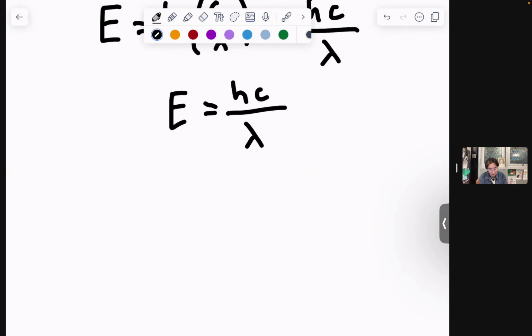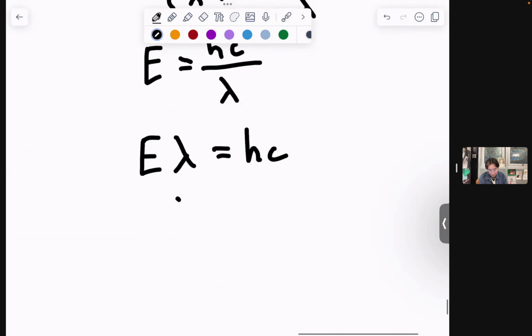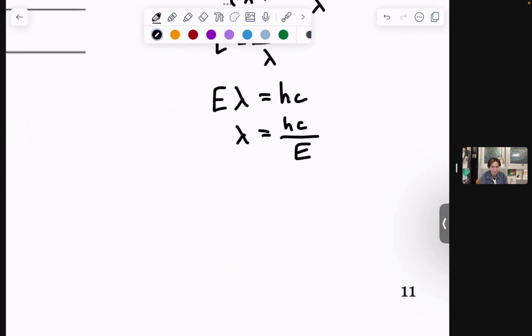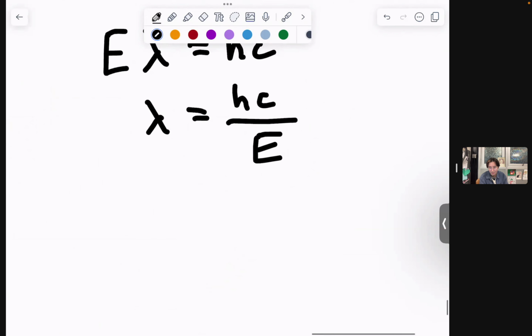To do that, I'll first multiply both sides by lambda. Energy times lambda is equal to hc. I want to get lambda alone, so then I'll divide by the energy. Lambda is equal to hc over energy. There we go. That'll just make it easier. Again, if you prefer to do it in multiple steps because working with just variables is confusing, that's fine too. Whatever. But now I have this equation.